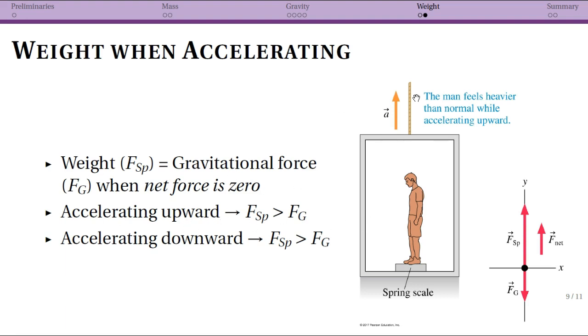So let's talk through this. If we have an acceleration that's upwards, right? Basically, the elevator's accelerating upwards, so the person must be accelerating upwards as well. That means you have a net force that is upwards as well.